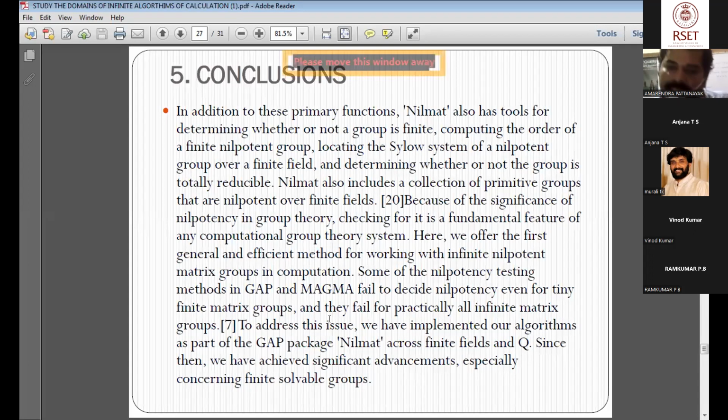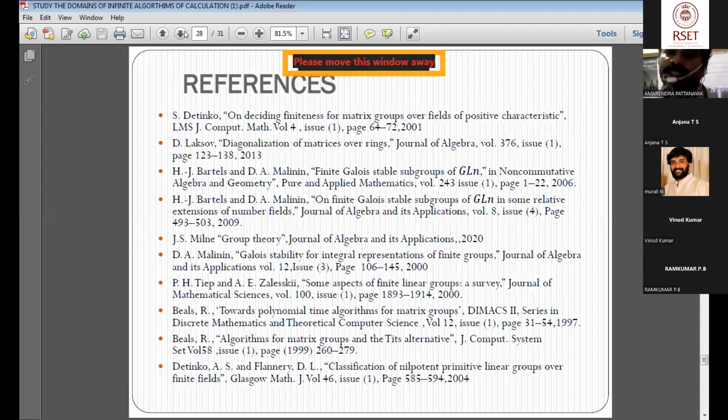To address this issue, we implemented our algorithm as part of the GAP package nilpotent across finite fields and Q. Since then, we have achieved significant advancement, especially concerning the finite soluble. So these are my references.